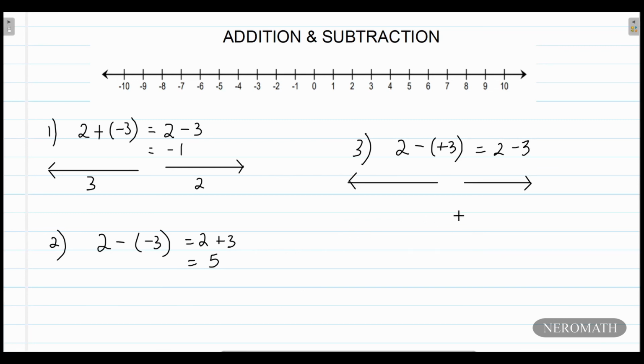So positive 2 will mean 2 units to the right, and negative 3 will mean 3 units to the left. Now both numbers are in the opposite direction, so we'll have to subtract 2 from 3 and get 1. And since 3 has the bigger magnitude, the answer will pull to the left, so the answer would be negative. So we get negative 1.